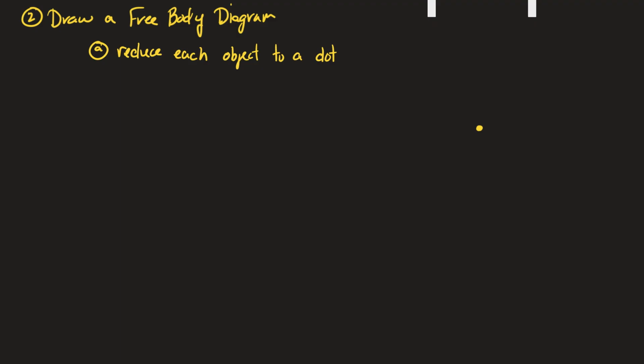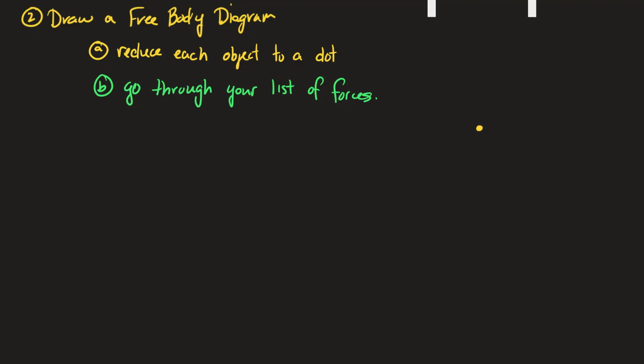So after we've reduced our objects to a dot, you're going to go through your list of forces. Some of these are super easy. Like, is the object experiencing weight? I mean, the answer to that question is almost always going to be yes. So because of that, that's probably the easiest one to draw every time.